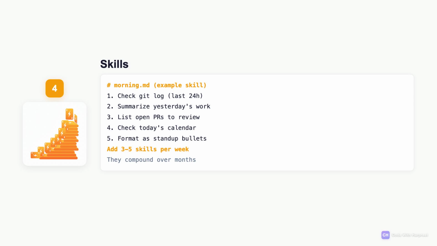Here's the power move. Add 3 to 5 new skills every week. Cold email drafts, code review checklists, weekly reports, client follow-ups, database backups. Each skill is a few minutes to write, but saves you hours over time. They compound. After a month, your agent handles 20 plus workflows automatically. After 3 months, it is running half your job.